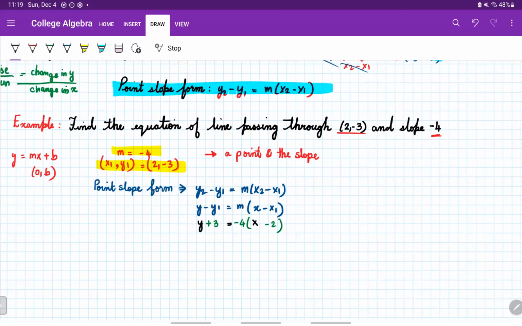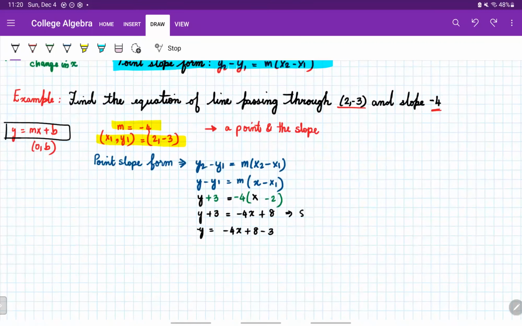Okay, now let us expand and try to write it in a more concise way. So we have y plus 3 equals -4x plus 8. So y equals -4x plus 8 minus 3. All we are doing is subtracting 3 on both sides here. So we get y equals negative 4x plus 5. This is our equation of the line which passes through (2, -3) and has a slope of negative 4.